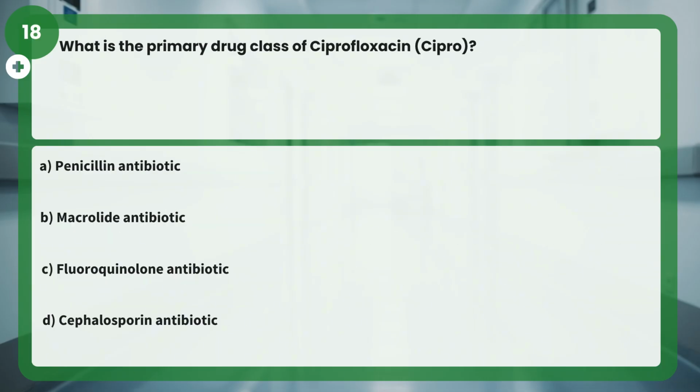Question 18. What is the primary drug class of ciprofloxacin, Cipro? A. Penicillin antibiotic. B. Macrolide antibiotic. C. Fluoroquinolone antibiotic. D. Cephalosporin antibiotic.